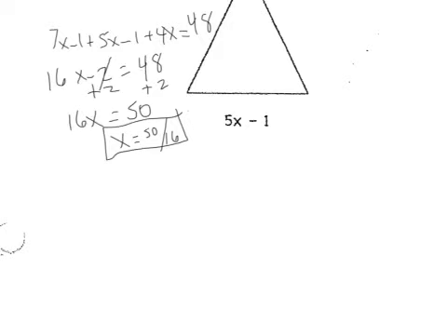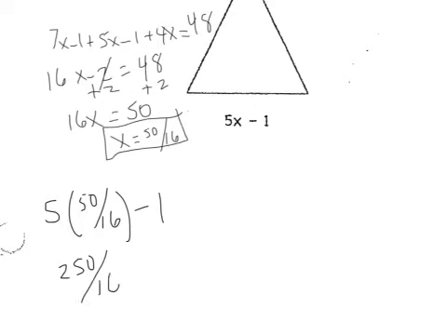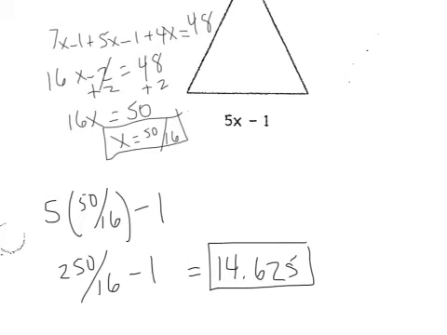So you've got 5x minus 1. 5 times 50 is 250, divided by 16, minus 1. So 250 divided by 16 turns out to be 15 and 5/8. Minus 1 would be 14 and 5/8. If you wanted a decimal, you could call it 14.625 for that side. So that's one of the sides.